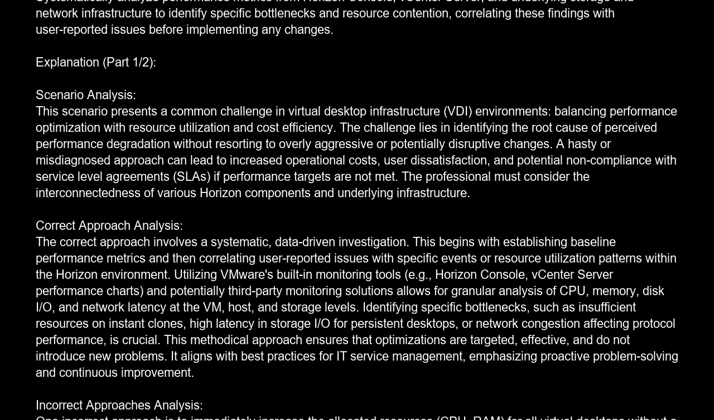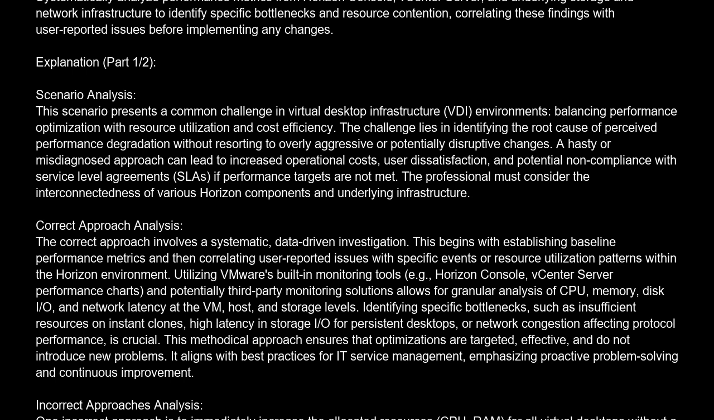Identifying specific bottlenecks, such as insufficient resources on instant clones, high latency in storage I/O for persistent desktops, or network congestion affecting protocol performance, is crucial. This methodical approach ensures that optimizations are targeted, effective, and do not introduce new problems. It aligns with best practices for IT service management, emphasizing proactive problem-solving and continuous improvement.